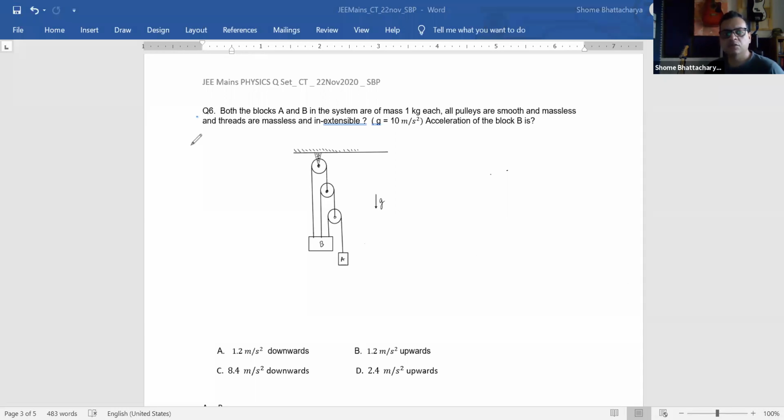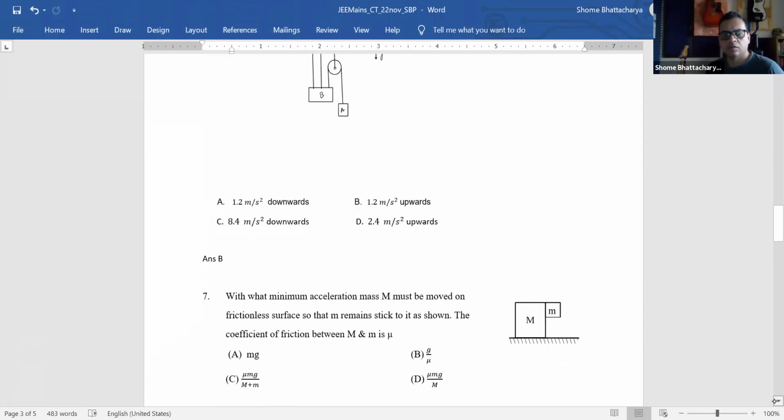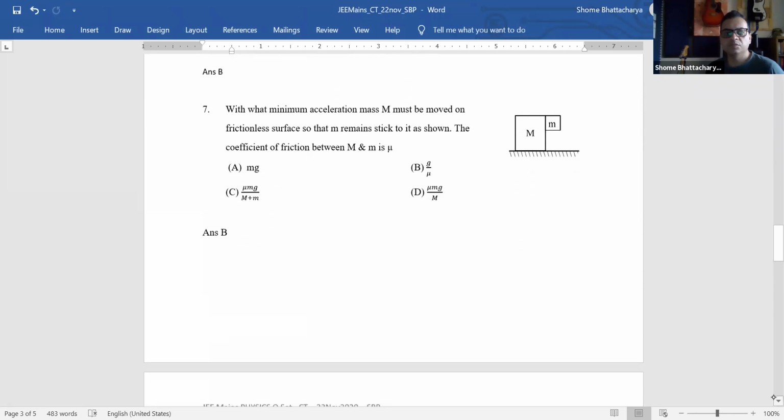So sixth question, any doubt, people? Okay, good. So let's move on to next set. Seventh question about limiting friction, minimum acceleration of this so that they are in contact. Any doubt in this, people? Okay, good. Yeah, Harpriya, you have a doubt?